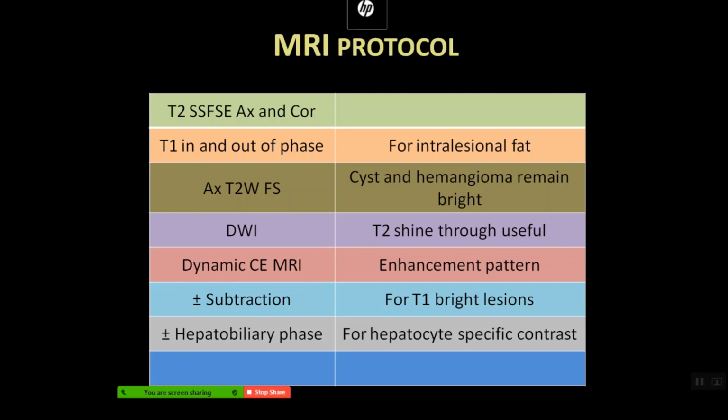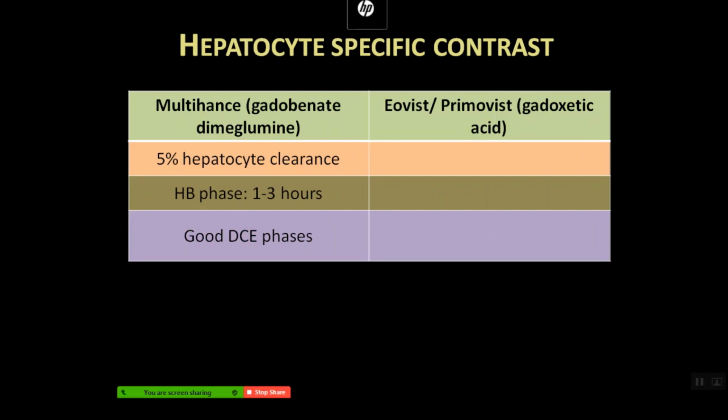So what are the hepatocyte-specific contrasts? Yeah, so gadoxetic acid and Multihance, these are the two, right? So gadoxetic acid, or Eovist, and Multihance. Gadoxetic acid is not available in India. So for us it's Multihance. We'll discuss what the differences are in the two, and sometimes you may need to do an MRCP for the liver. Okay, so Multihance is the one we have available.